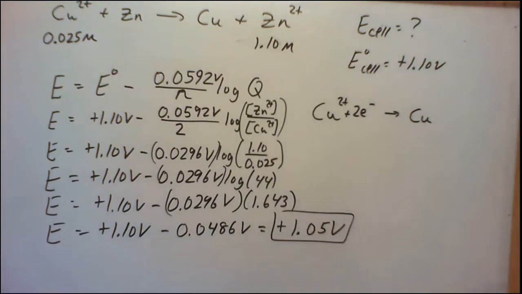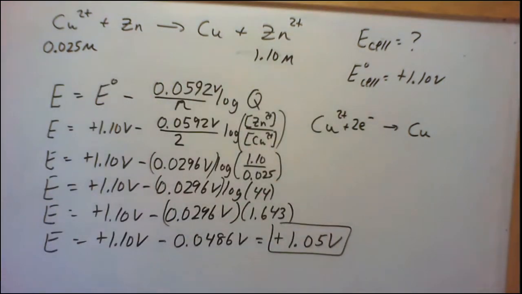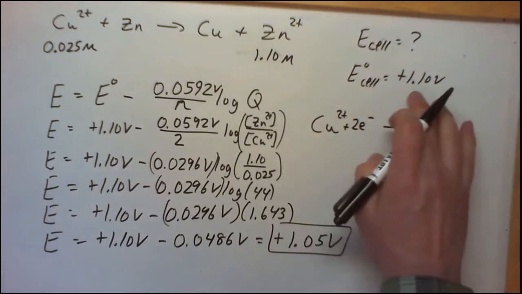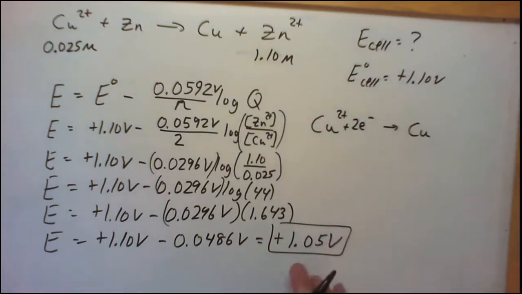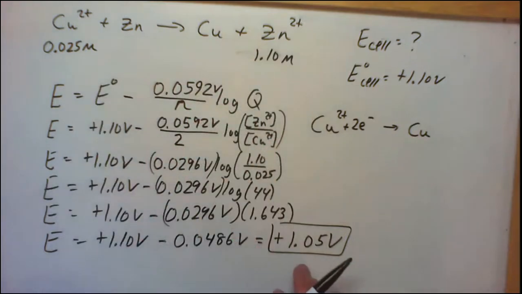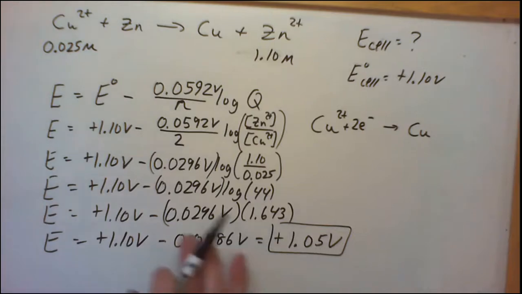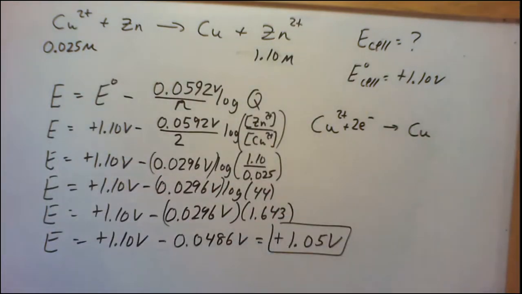So it's still a spontaneous process under these non-standard conditions, but the cell potential itself is not as positive as compared to the standard conditions. One conclusion we could draw from that is that, yes, it's spontaneous, but at least theoretically, we can't get as much maximally useful work out of this process under these conditions as compared to these standard conditions.